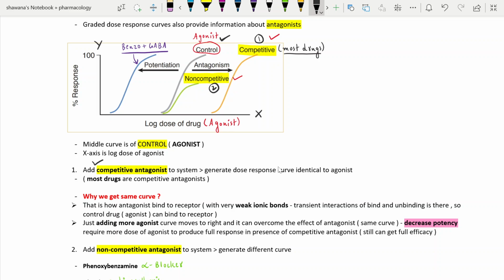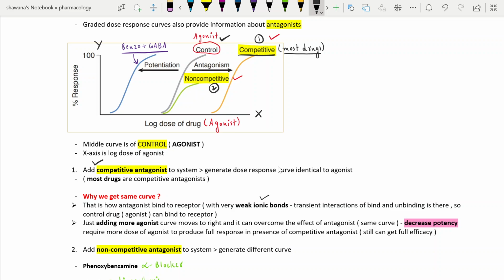Why do we get the same curve? It's very important to understand that when we add a competitive antagonist to that agonist system, the reason we get the same curve is how this competitive antagonist interacts with the receptor. These competitive antagonists interact with very weak ionic bonds with the receptor, and there is a series of transient interactions of binding and unbinding. So the agonist drug will bind to the receptor when this competitive antagonist is in the unbinding state. Are you understanding?